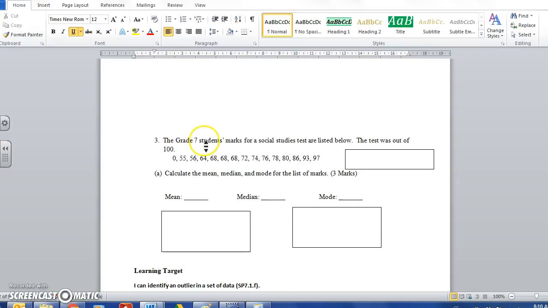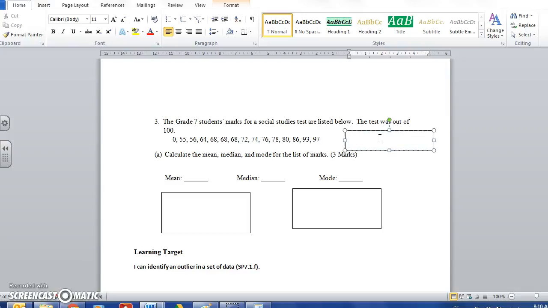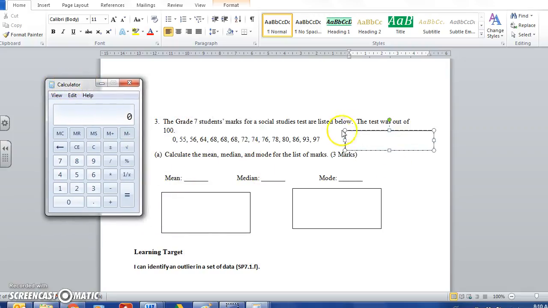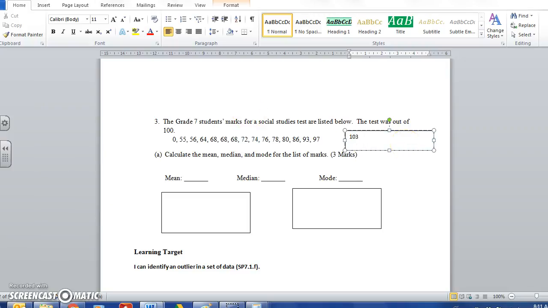Continuing on. The grade 7 students' marks for a social studies test are listed below. The test was out of 100. So the first thing I need to do is add all of my numbers together, because I know that I'm calculating my mean, median, and mode for each of these. So if I quickly add these together, and you'll notice that you were allowed to use a calculator for this assignment because you do not need to add up all of these numbers by hand and do your division. Oh, that is incorrect. If I add them all up, I get 1035.